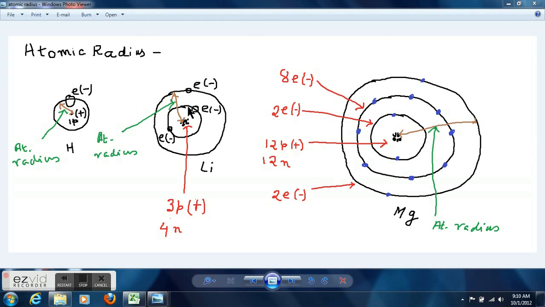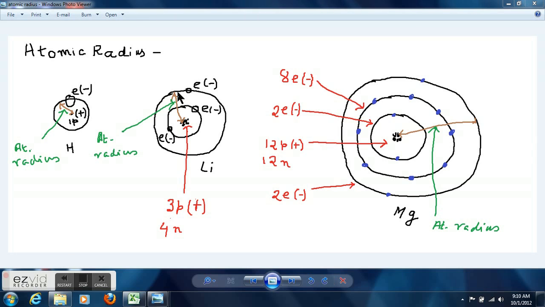Let us take the case of lithium, which is having 3 protons and 4 neutrons in the nucleus, and it has 2 shells. The first shell or inner shell is having 2 electrons, and the outer shell or the second shell is having only 1 electron. So in this case, the atomic radius is the distance between the nucleus and this outer shell. So this is the atomic radius in case of lithium.